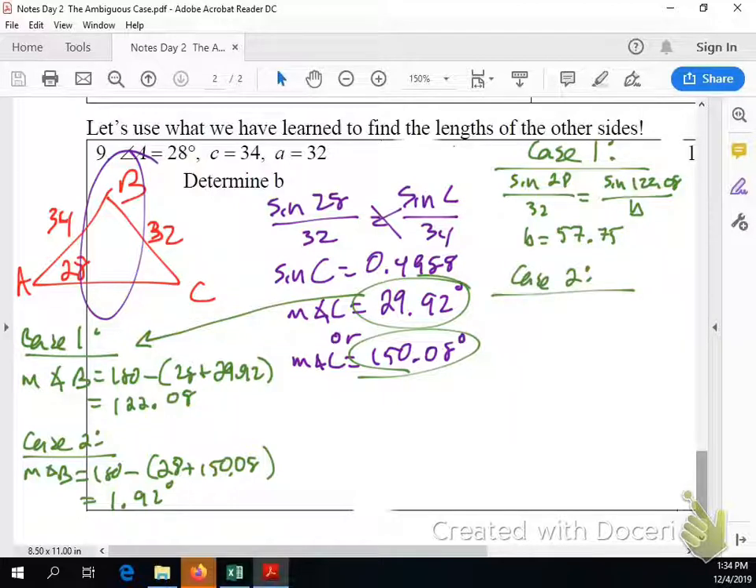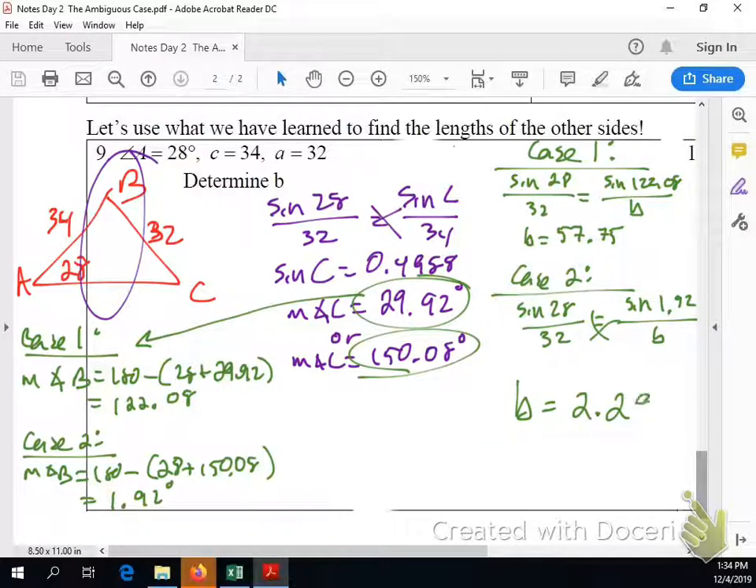Case 2, we're going to do the same thing, only we've got to flip over to the other angle and now make this the sine of 1.92 over little b. Cross multiply, get b by itself. So now we've got to take 32 times the sine of 1.92 and divide it by the sine of 28. And so here, the side length b might be 2.29. And so we've got to find both possibilities. So it's one more step, 2 cases we have to check out.